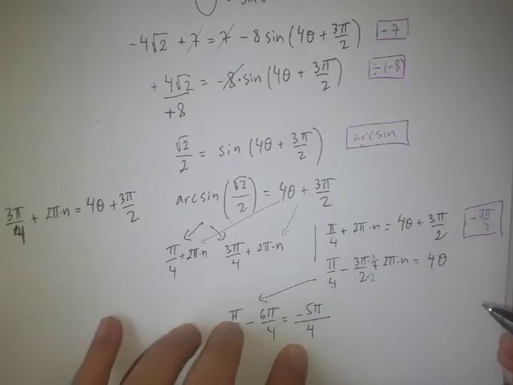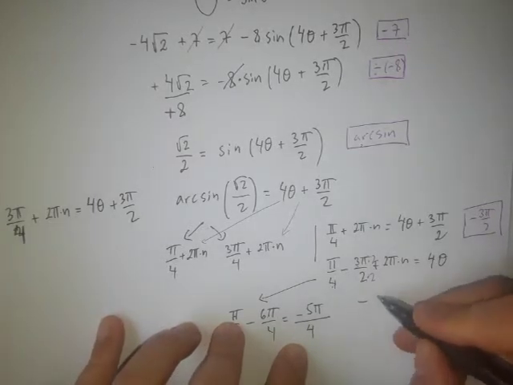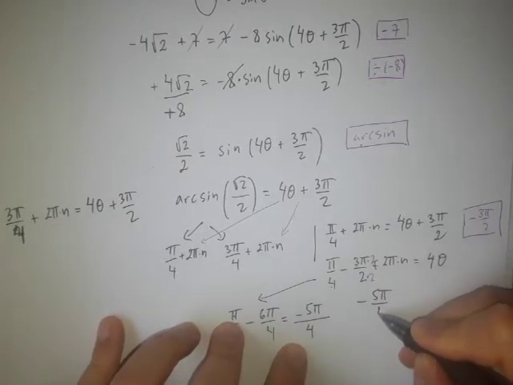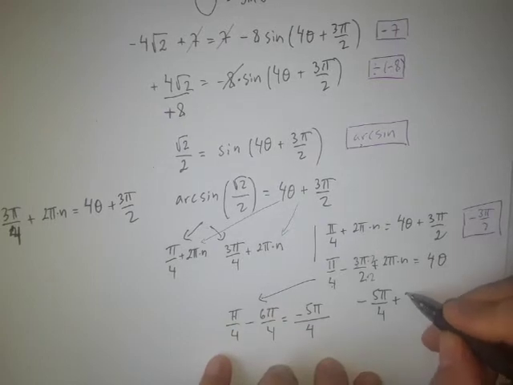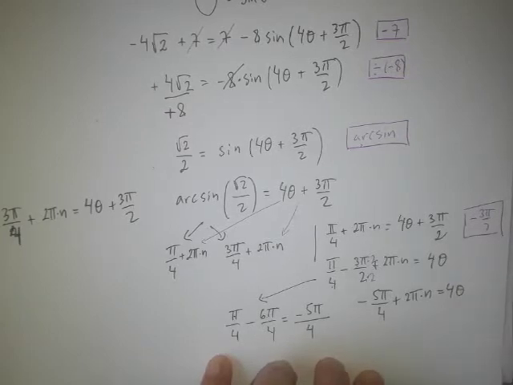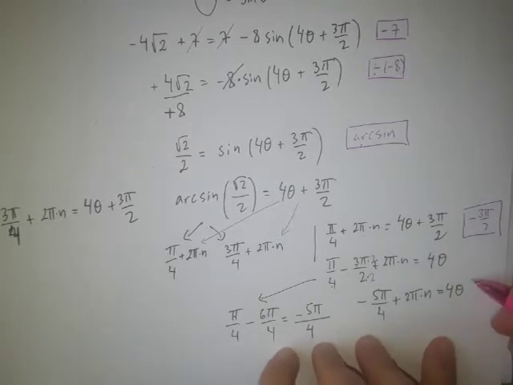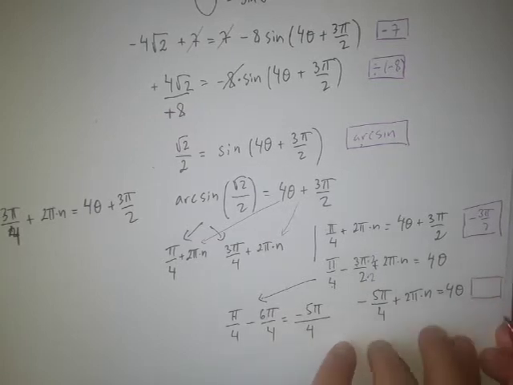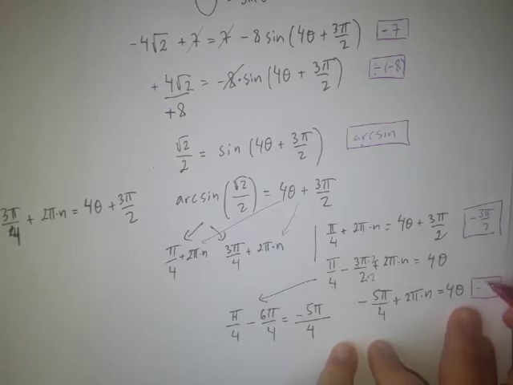Remember that we keep the denominator as it is when we subtract or add fractions. Okay, so we have negative 5 pi over 4 plus 2 pi n equals 4 theta. Last step, and I know that this is a long one. It takes a while. And wait, because the next chapters are going to be even more challenging. Now we divide by 4 on both sides.